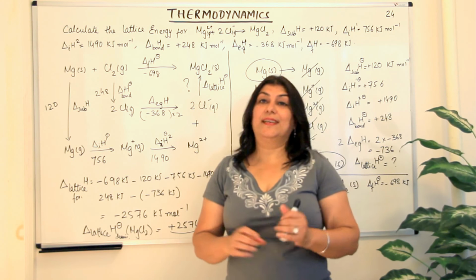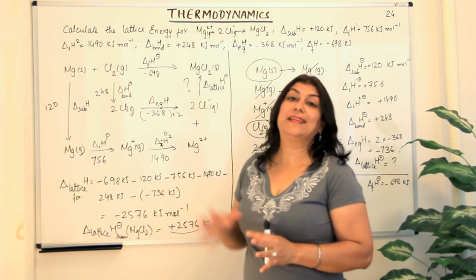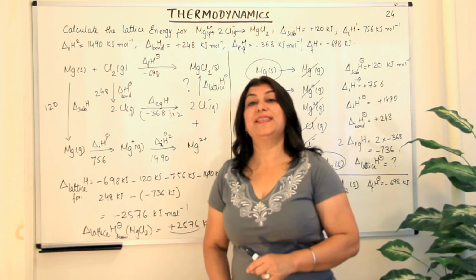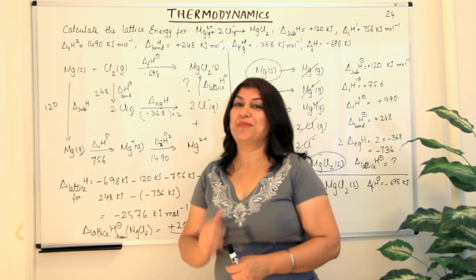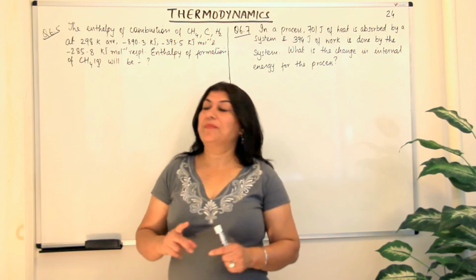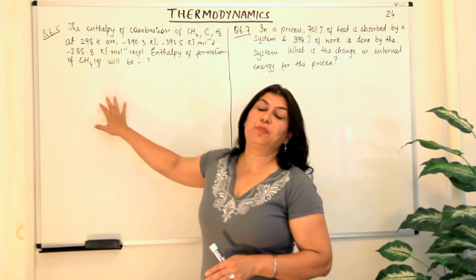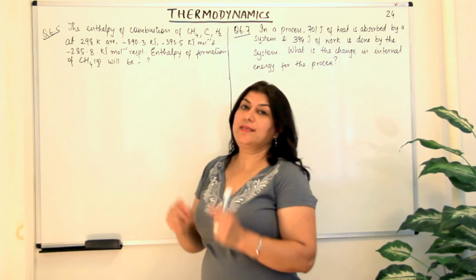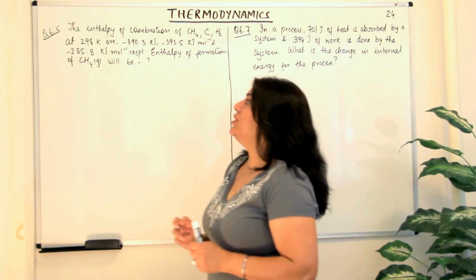And now this was how you would calculate the lattice enthalpy for magnesium chloride. Let us now solve a problem from your NCERT textbook exercise. Okay, so now this is question 6.5 of your NCERT textbook exercise. Let us see what the question reads and then we'll solve it.